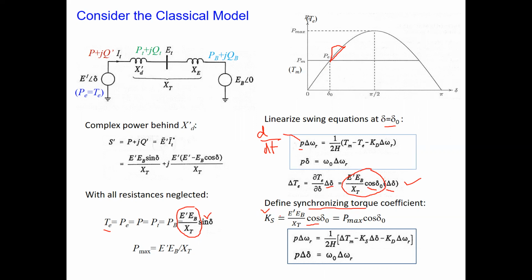So synchronizing torque, synchronizing torque coefficient, it is this one. And thus, instead of writing this now, we have represented it this way. It is the same expression, but we are now writing it with a small change: the change in the mechanical torque and the electrical torque, delta T. So it is this one.